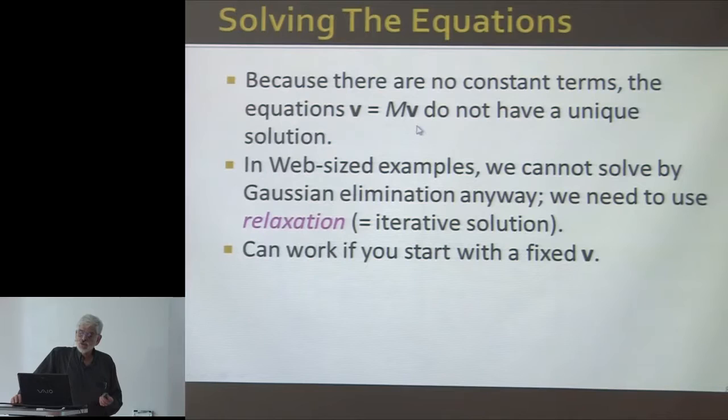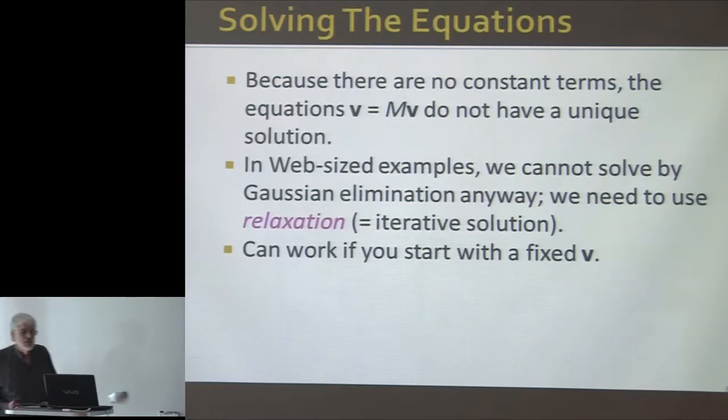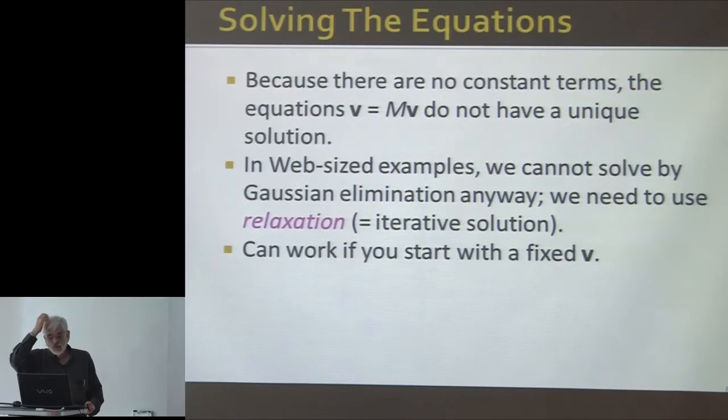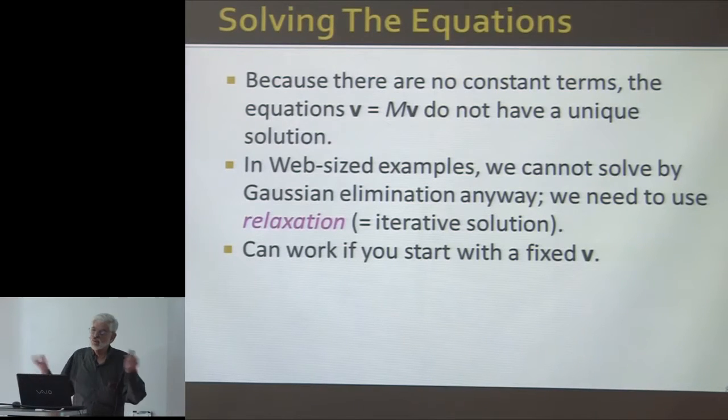So you can't just solve this by Gaussian elimination, but you don't want to anyway, because if the number of rows is not 3 but 1 billion or 1 trillion, you're not going to solve this by Gaussian elimination. Anyway, there's another method which tends to work pretty well in these situations. It's technically called relaxation. What it really means is you start with any old value of V, and you multiply it by M, and then you multiply that by M, and then by M, and so on. After about 50 iterations, you get close enough to a vector that satisfies this equation.